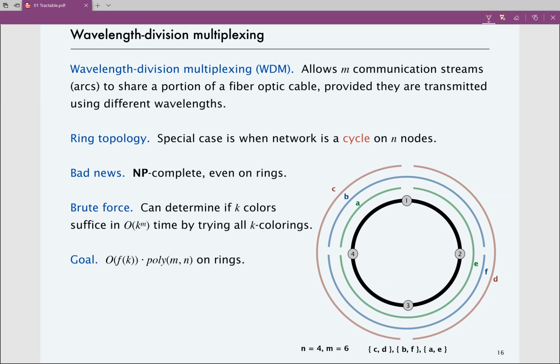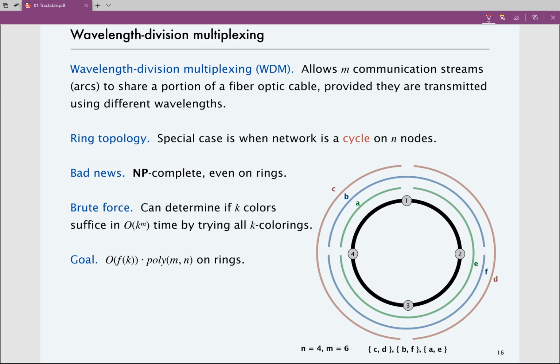So for example, this A path over here has an intersection with B, because they both use this edge 4, 1. And therefore they have to have different colors. Okay, so in this case, A is going to be green and B is blue. Likewise, let's say B and C. Well, they have an intersection because they both use the edge 4, 1 again. So they also have to have different colors.